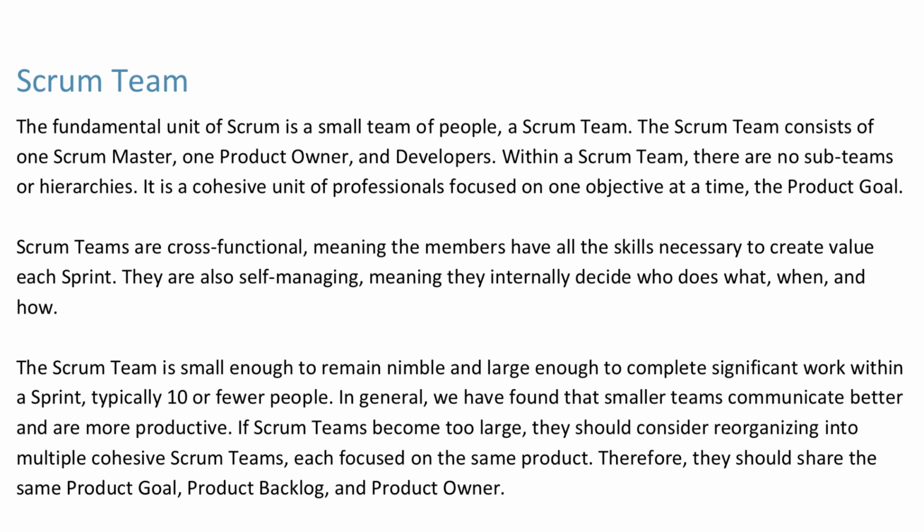The Scrum team is small enough to remain nimble and large enough to complete significant work within a sprint, typically 10 or fewer people. In general, we have found that smaller teams communicate better and are more productive. If Scrum teams become too large, they should consider reorganizing into multiple cohesive Scrum teams, each focused on the same product. Therefore, they should share the same product goal, product backlog, and product owner.